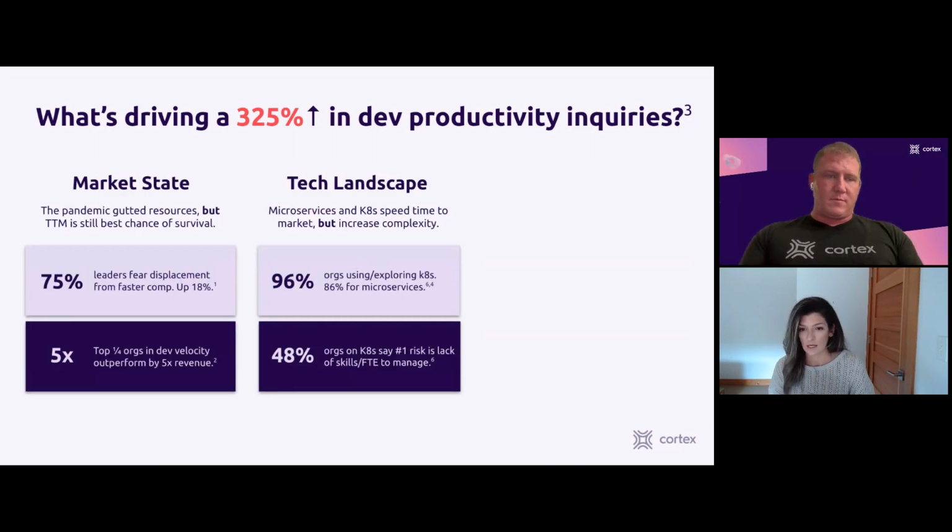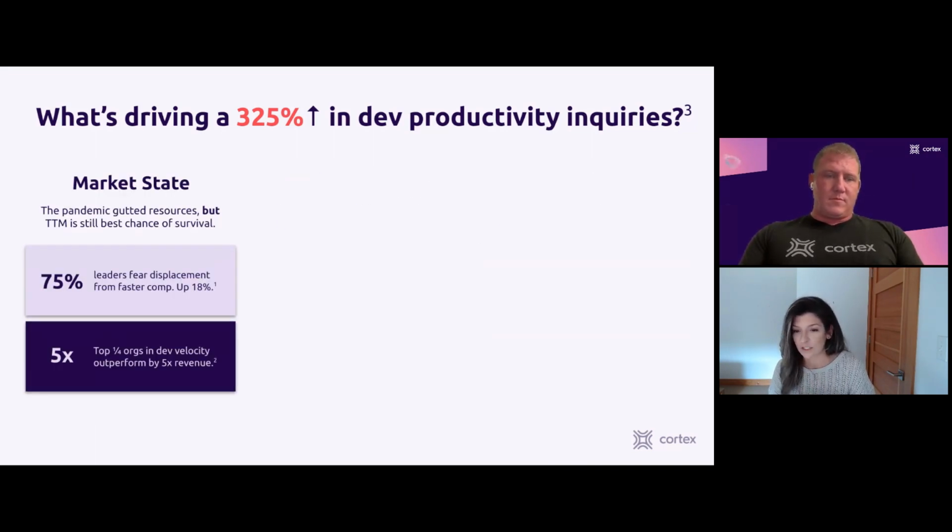First up, spoiler alert here. First up is that the pandemic eliminated a lot of companies in overcrowded markets, leaving steeper competition and tighter resources for everybody. I'm sure that everybody on this call has felt the crunch from the pandemic. And we know that dev velocity is still key to staying ahead of the competition, but we also see a significant upturn in how many engineering leaders are now concerned about displacement from faster moving competitors.